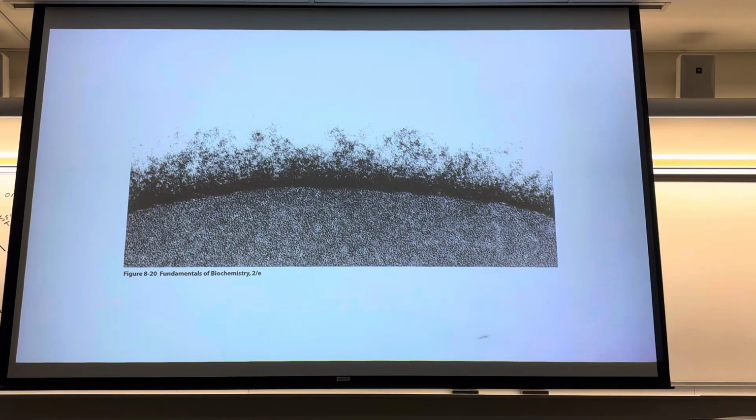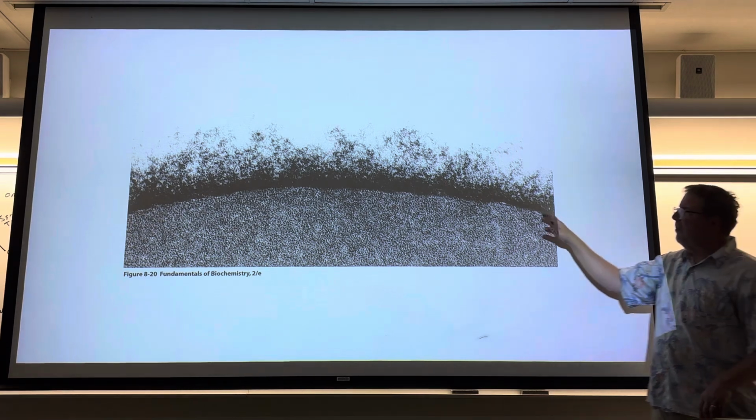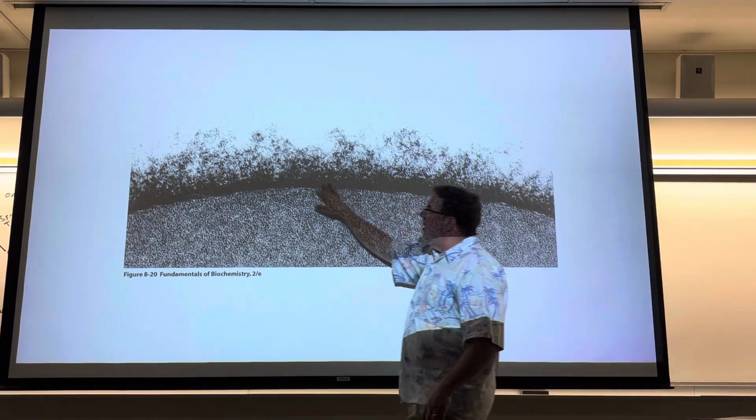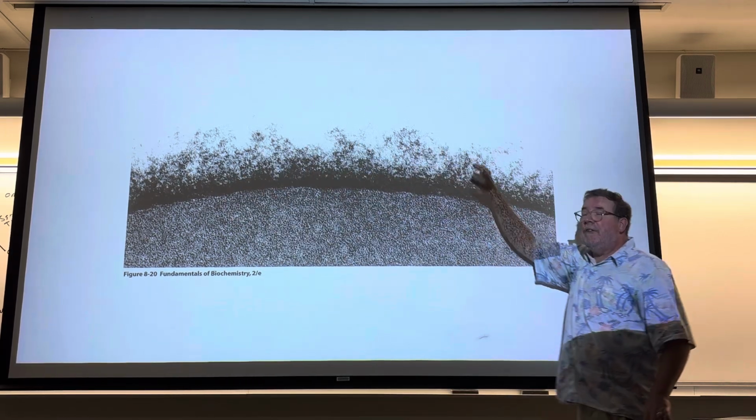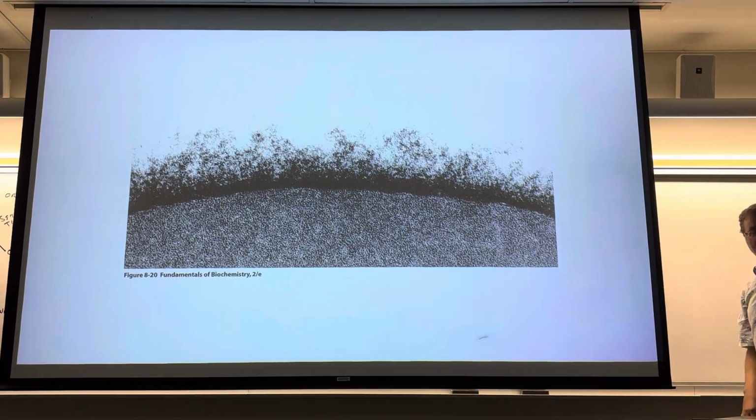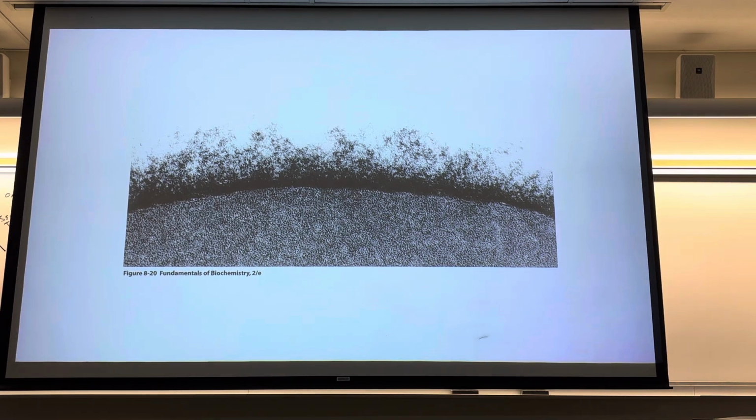Here's another way of looking at carbohydrates on the surface of protein. This is just a transmission electron micrograph. Here's the cell membrane, and we have all this fuzzy stuff coming off it. That fuzzy stuff is the carbohydrates sticking out from the glycoproteins embedded in that membrane.